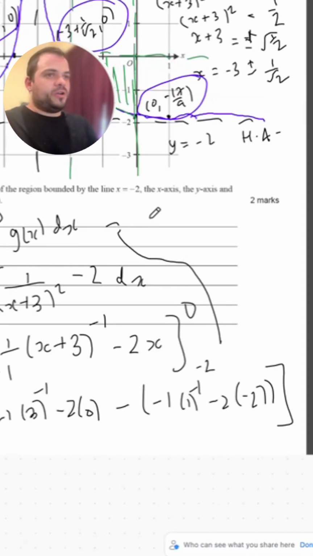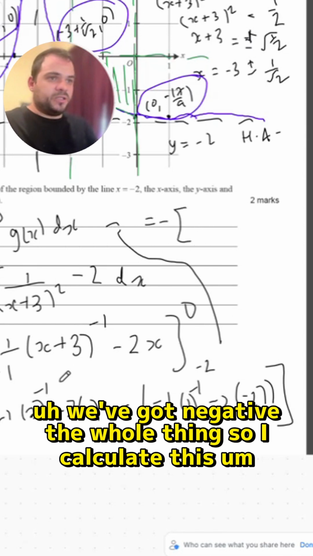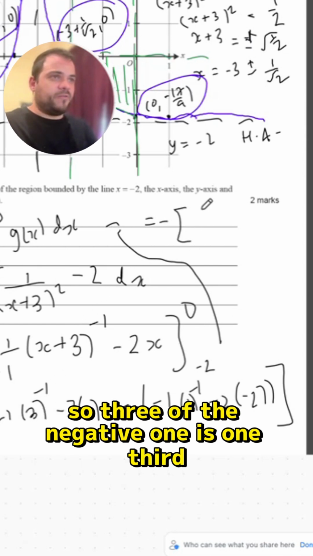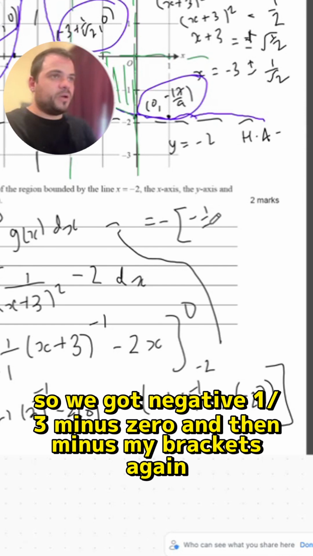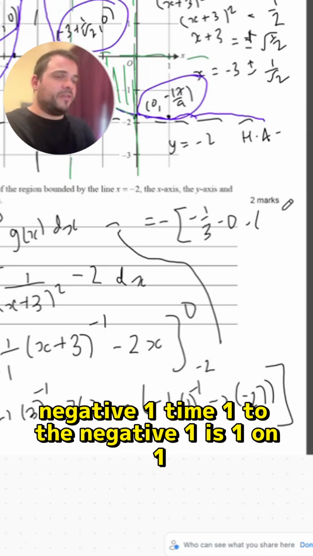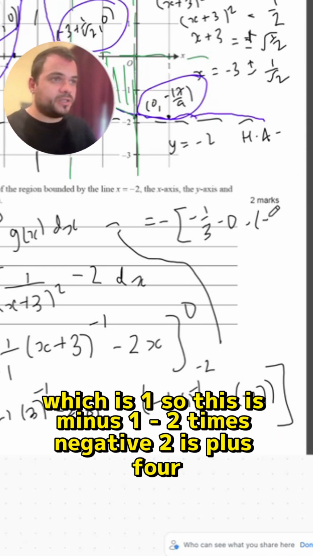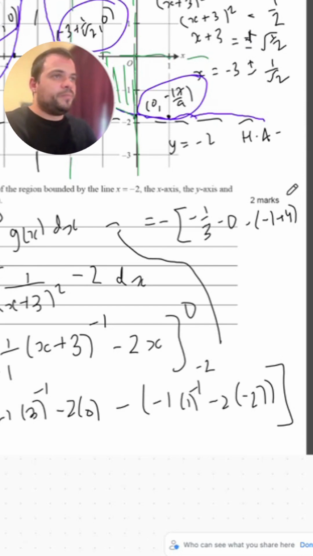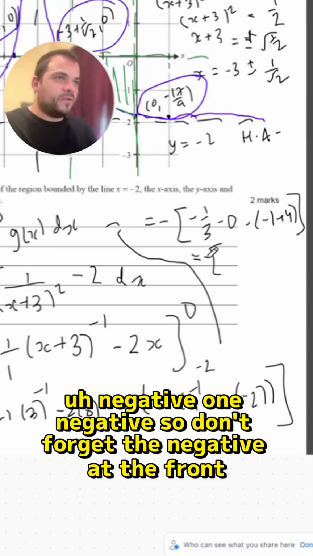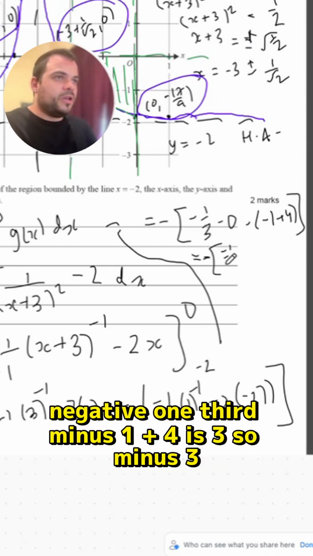Going up over here, we've got negative the whole thing, so we calculate this. So 3 to the -1 is 1/3, so we've got -1/3 minus 0, and then minus my brackets again. -1 times 1 to the -1 is 1 on 1, which is 1, so this is -1 minus 2 times -2 is +4, and then this becomes negative, so don't forget the negative at the front. -1/3 minus 1 plus 4 is 3, so that's -3.